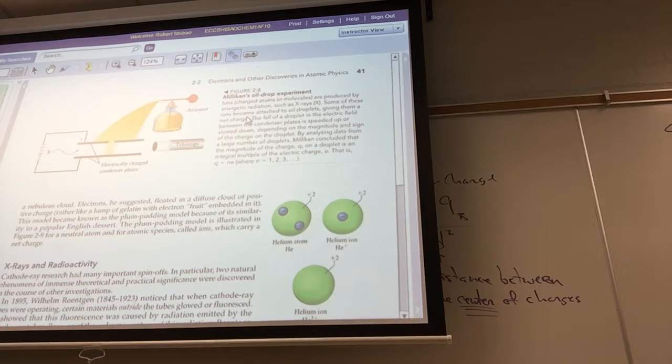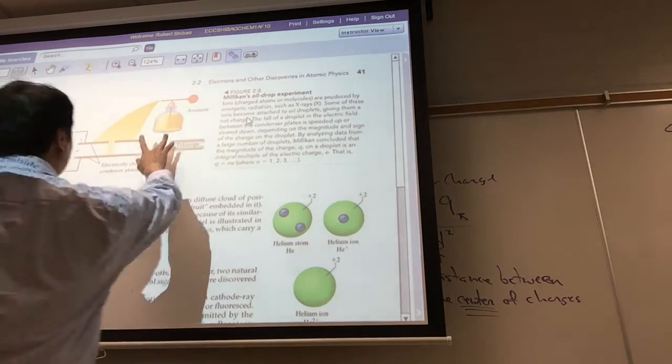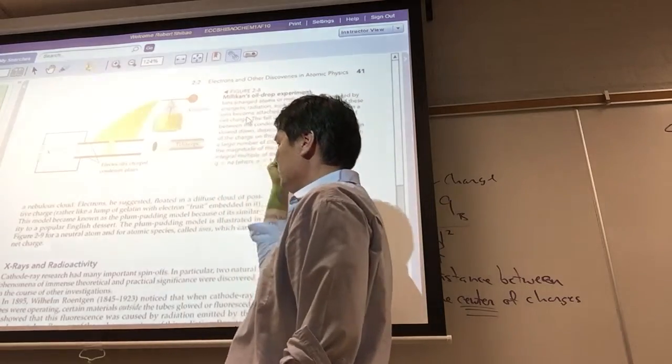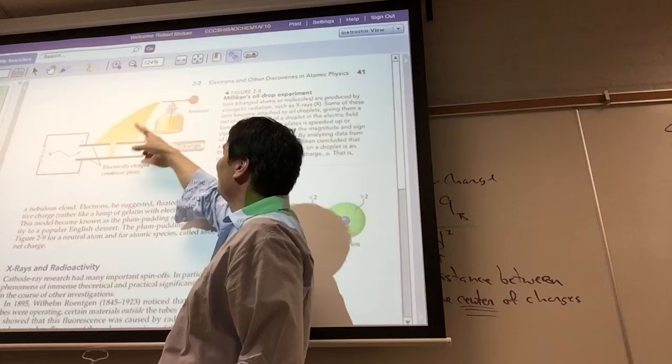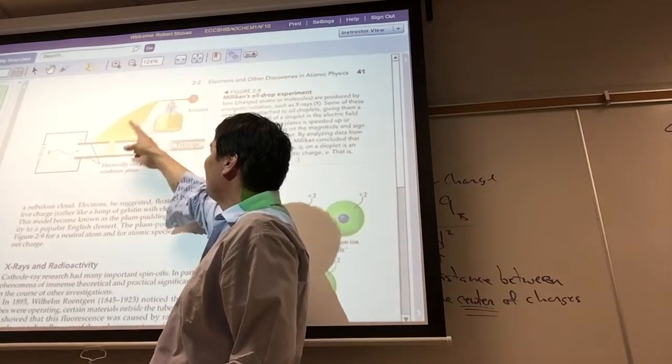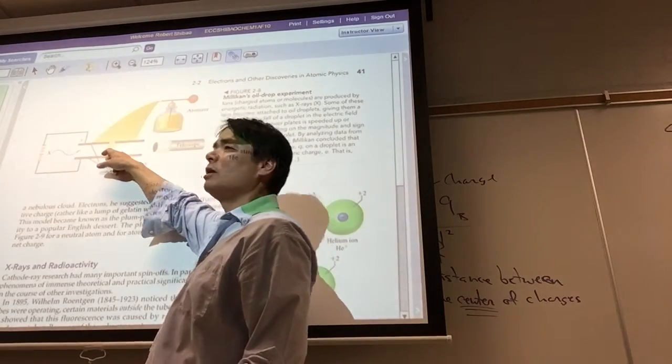This is the Millikan oil drop. The apparatus is a lot different up in Griffith. They still have the same one. But they get a fine mist of oil drops here. This fine mist of oil drops falls due to what?